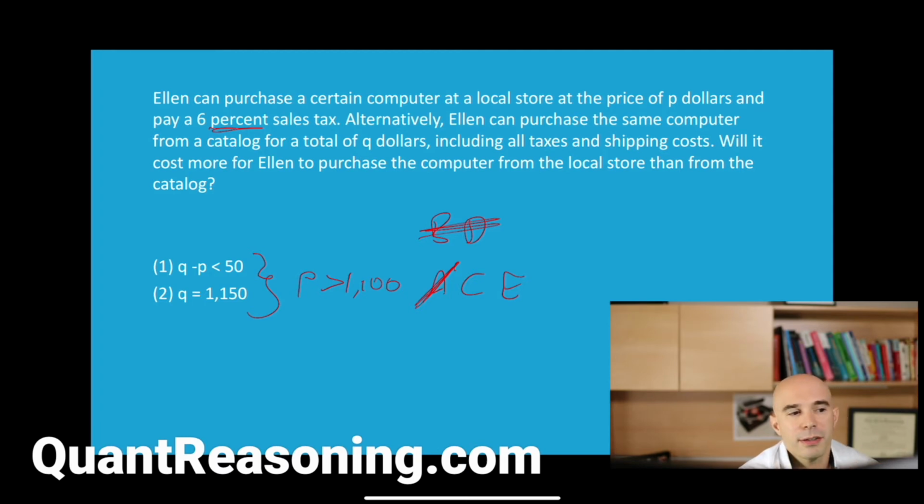Which means that after the sales tax, we're definitely to the right of 1166. And we know that Q is 1150. So if you know that one of them is 1150 and the other one is more than 1166, can you tell which one is more expensive? We can tell which one is more expensive now.